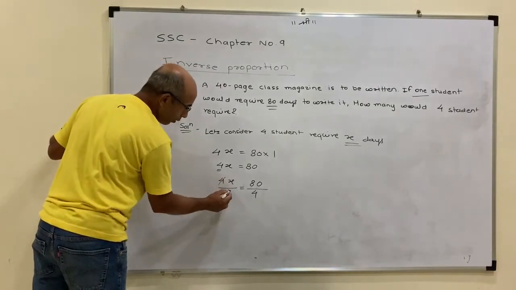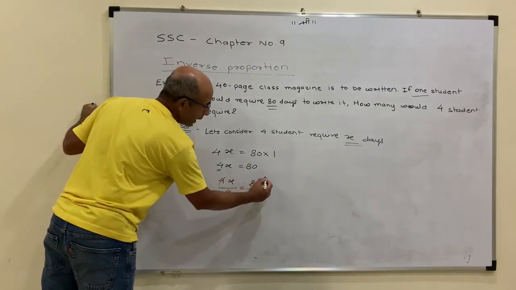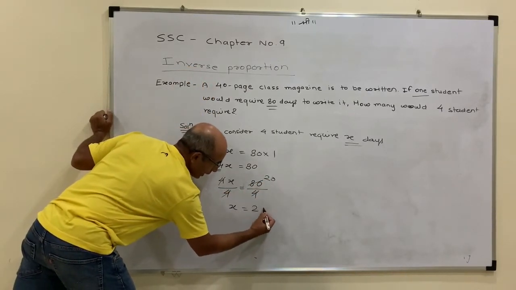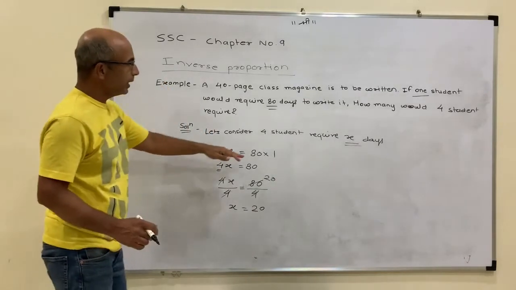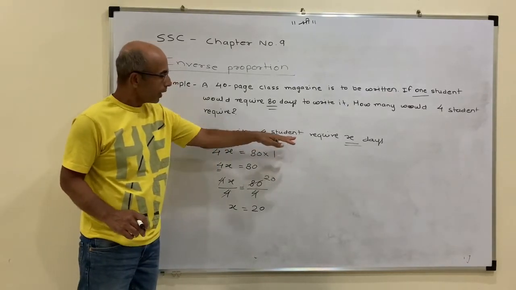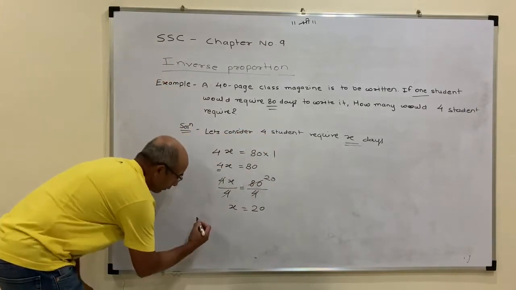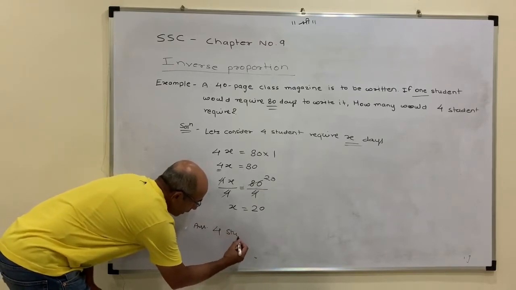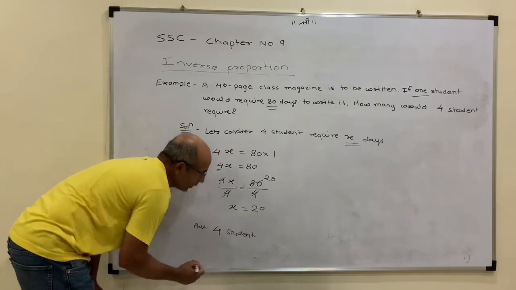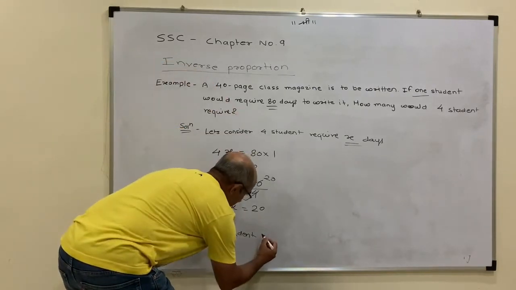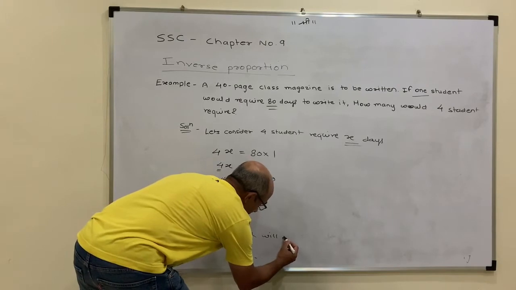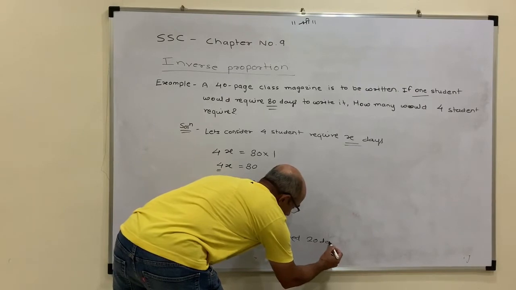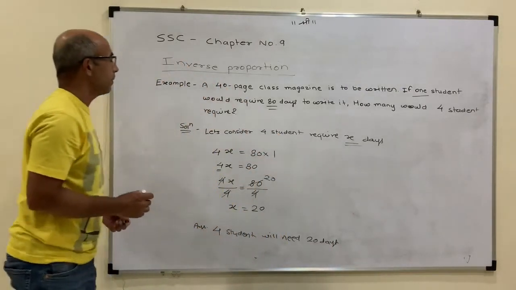So 4 gone, 4 twenties are 80. So your answer will be x equals 20. Now what is x? x is the days required by 4 students. So we write the answer in word format. Answer: 4 students will need 20 days to write the magazine.